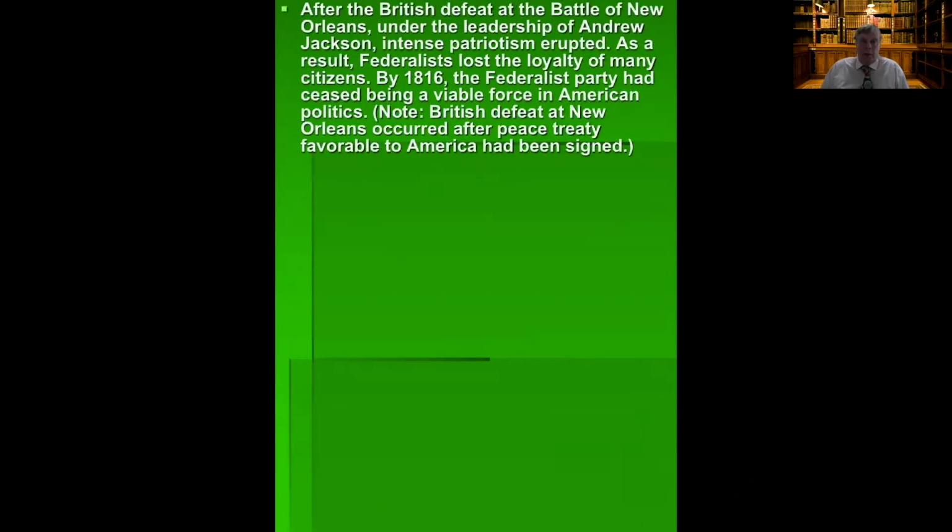After the British defeat at the Battle of New Orleans, though, under the leadership of Andrew Jackson, intense patriotism erupted all across America. In the North, in the South, in the West, Americans suddenly became very patriotic as the war appeared to be won by Andrew Jackson. As a result, Federalists lost the loyalty of many citizens. By 1816, the Federalist Party had ceased being a viable force in American politics. Some of you may know that the British defeat at New Orleans actually occurred after the peace treaty favorable to America had been signed.